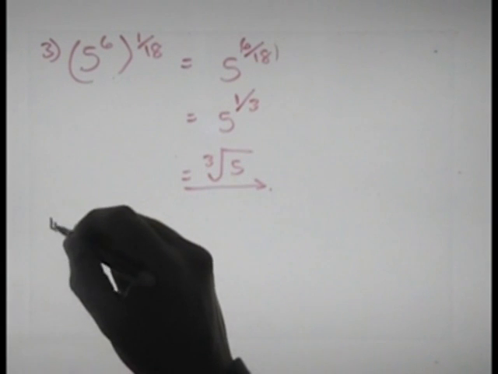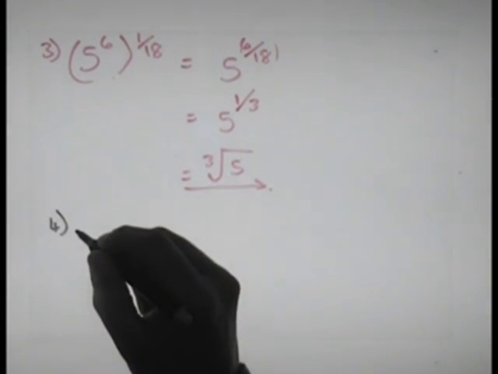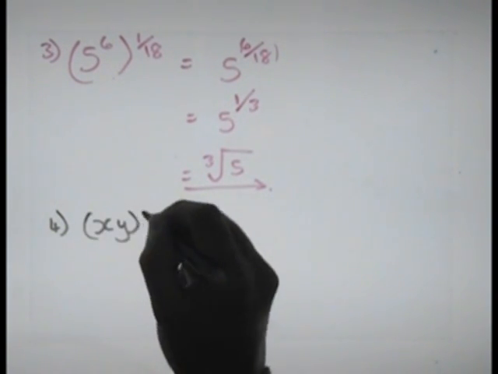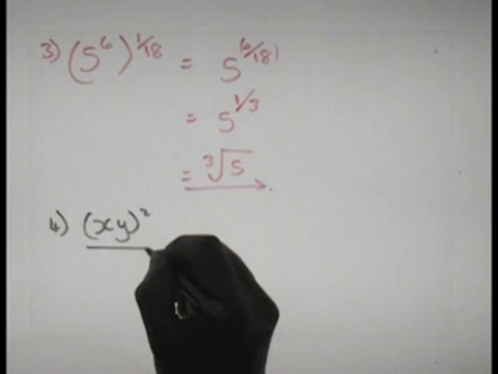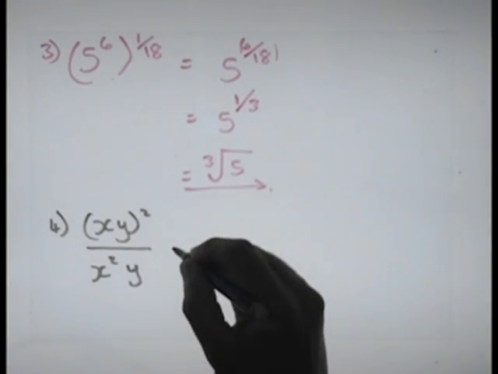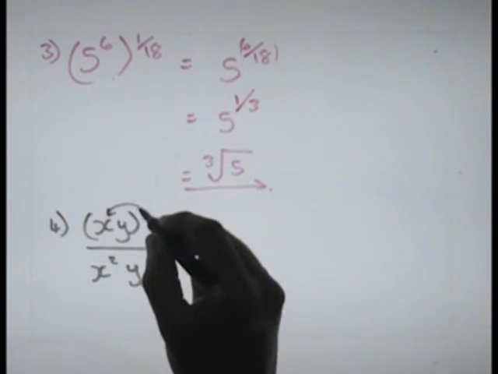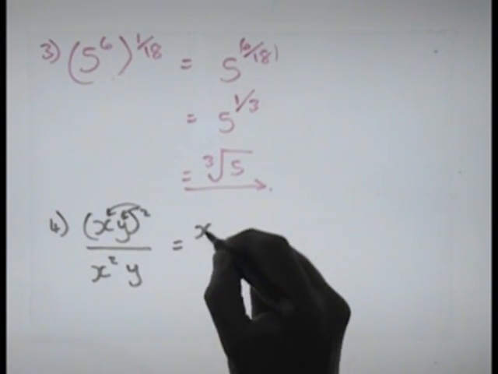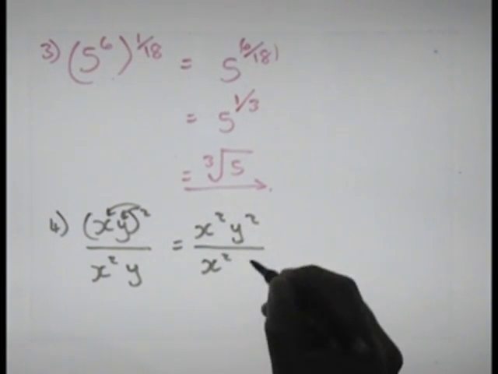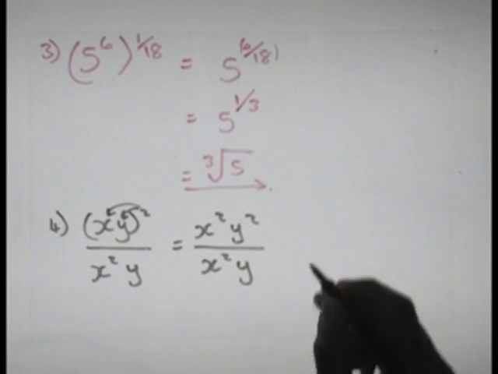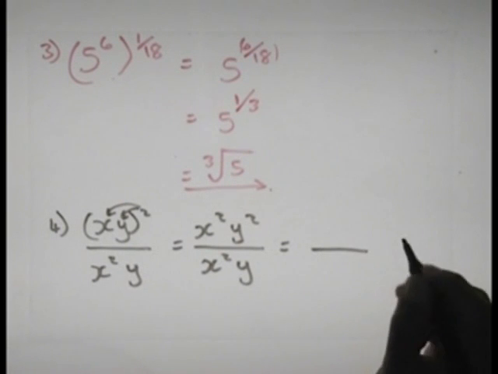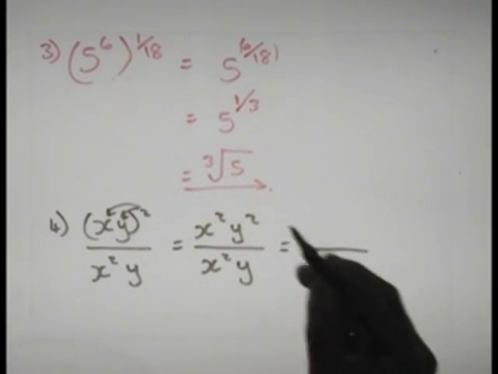The fourth one read xy to the power 2 divided by x squared y. Using the distributive law, I can put that in. That's going to become x squared y squared over x squared multiplied by y. X squared over x squared is 1, or x to the power 0. Y to the 2.